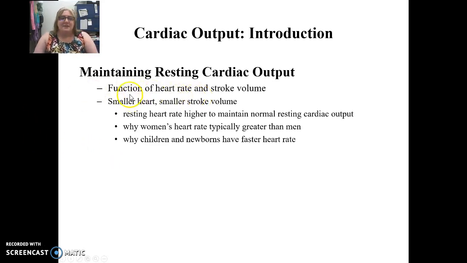The heart size is going to affect the rate of the heart and the stroke volume of the heart. So smaller hearts have to beat faster because they have a smaller stroke volume. You can't have the same size stroke volume if you have a small heart. You have less blood that can get into the ventricles at any given time. So you have a faster heart rate to keep the same amount of blood moving through your system.